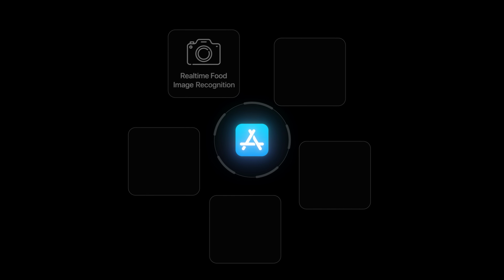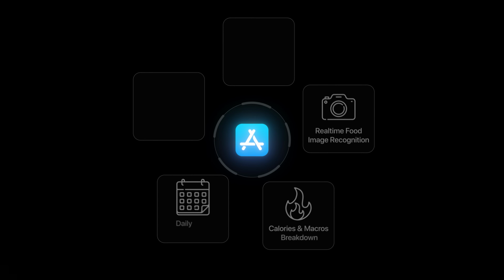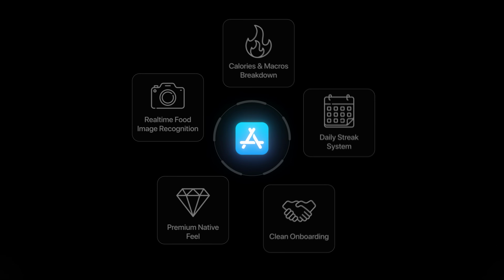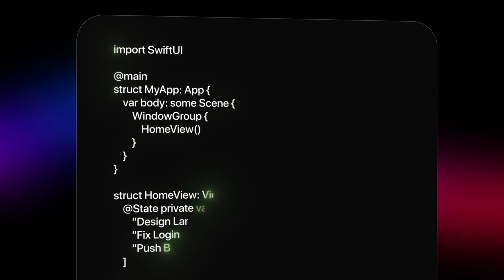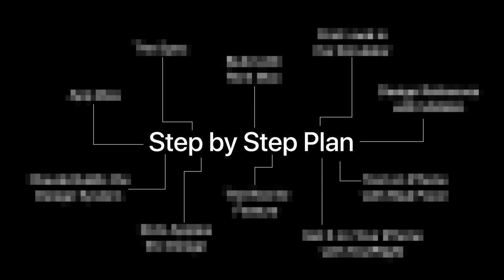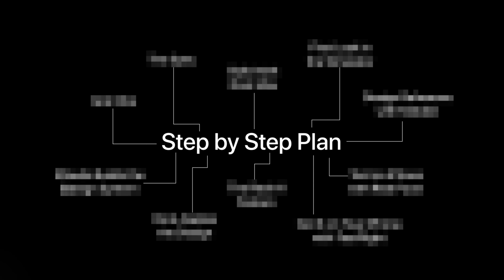Now, before we get into it, I want you to know that building a real native iPhone app is not easy. A proper iOS app like CalBuddy needs real-time food image recognition, calorie and macro breakdown, a daily streak system, a clean onboarding, a premium native feel, and a lot more. And building all of that yourself would normally take months of learning Swift and Xcode. But I have a simple step-by-step plan that makes the process of building such complex apps extremely simple.